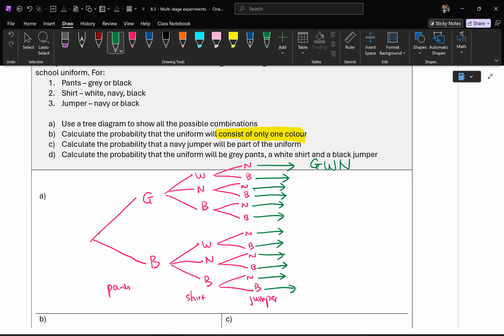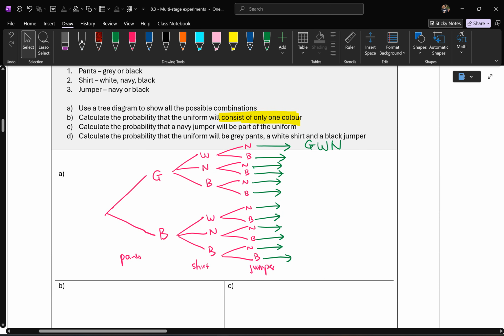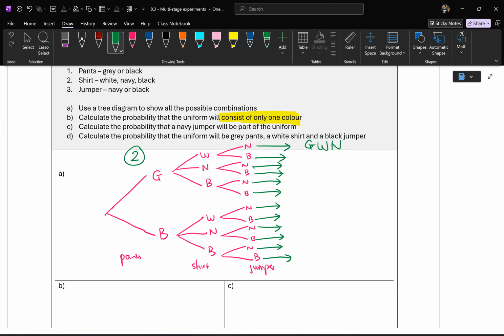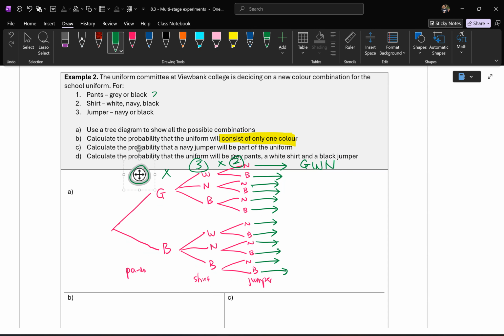Now the quicker way, instead of doing this counting method, if you want to know a shortcut, just times them. So this one was 2 options for the first one, times 3 options for the second one, times 2 options for the third one. So 2 times 3 is 6, 6 times 2 is 12. So rather than counting the way I just did, it was actually quicker if you just multiplied the number of options. So it would have been 2 times 3 times 2, and you know the total is out of 12.